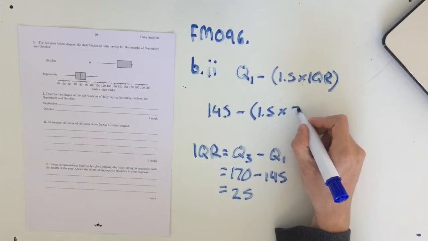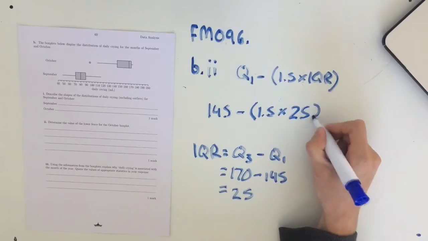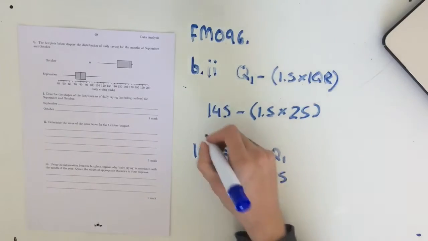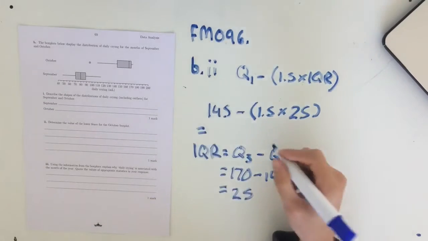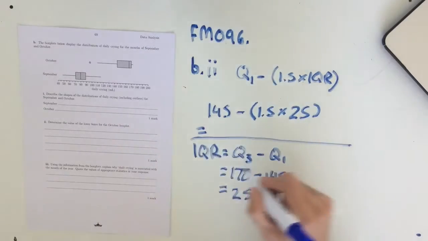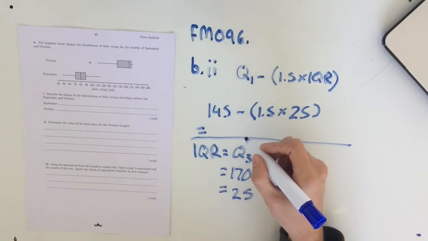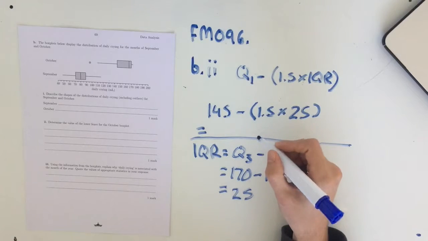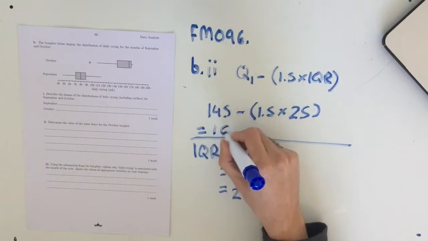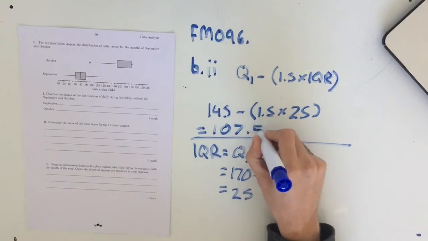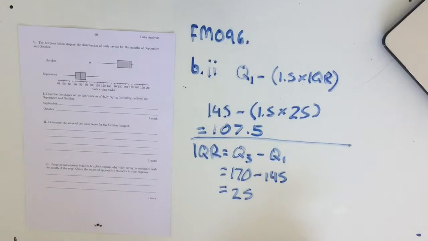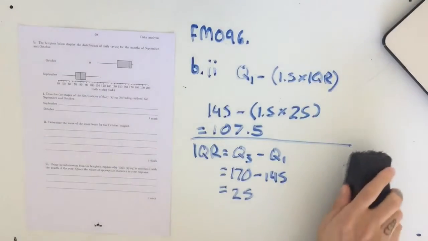We substitute that in up here, and then this is going to equal 107.5. So that's your answer for part BII, guys. That's the lower fence for your October box plot.